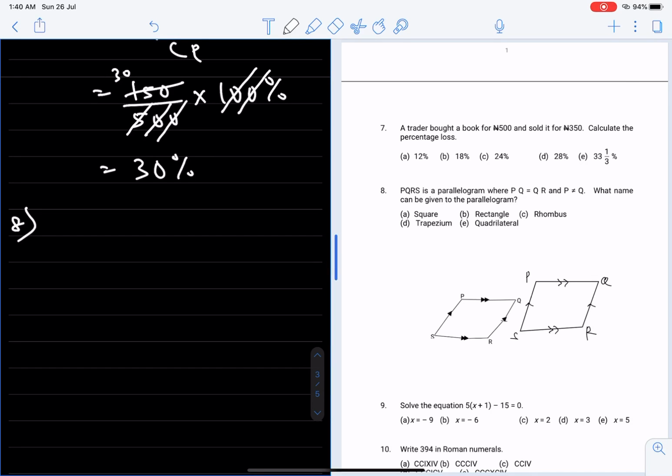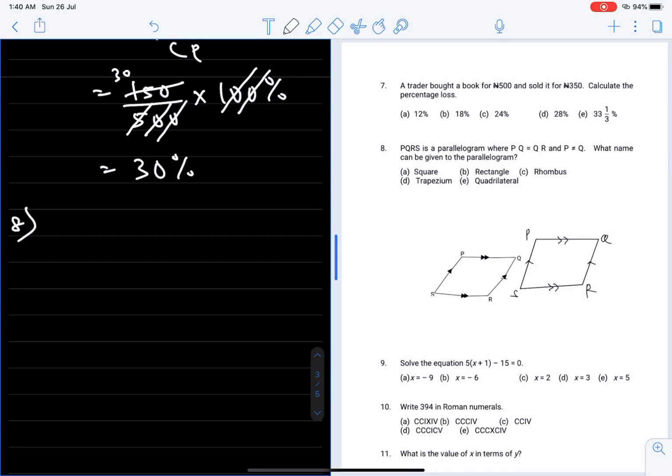PQRS is a parallelogram where PQ equals QR and P is not equal to Q. One name can be given to the parallelogram. Is it angle P that they mean is not equal to angle Q? I don't think that's quite clear. PQ equals QR and P is not equal to Q. What do you mean by P not being equal to Q? Is it angle P or angle Q?